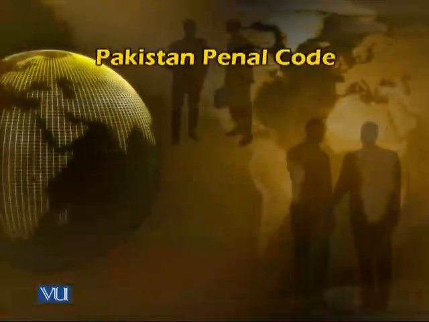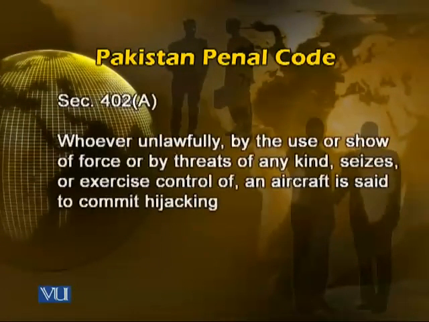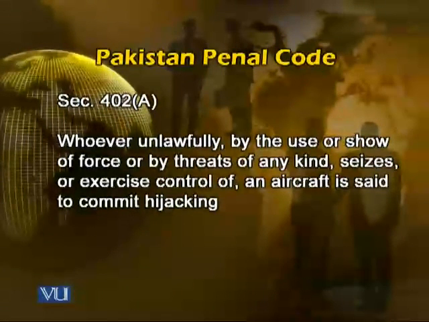So what was done was a new section was added as section 402A, and that section said in simple 3 lines, whoever unlawfully by the use or show of force or by threats of any kind seizes or exercises control of an aircraft is said to commit hijacking. Now, what was missing here, surprisingly, was that in the offense as described in the Hague Convention, there were 4 ingredients. Whosoever on board the aircraft exercises unlawful control over the aircraft shall be said to have committed the offense of hijacking.